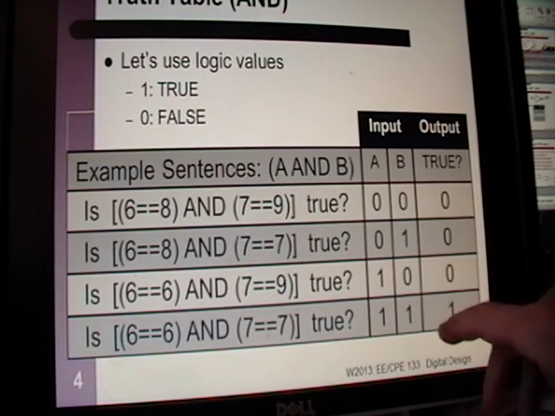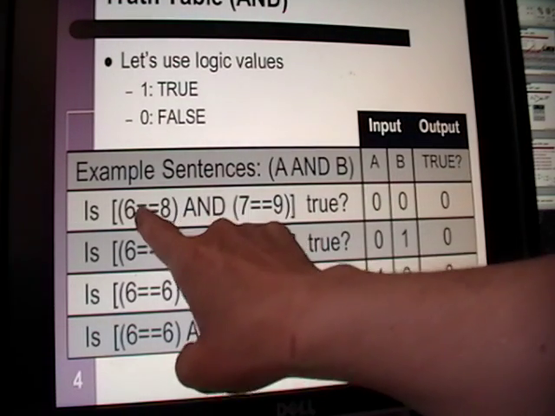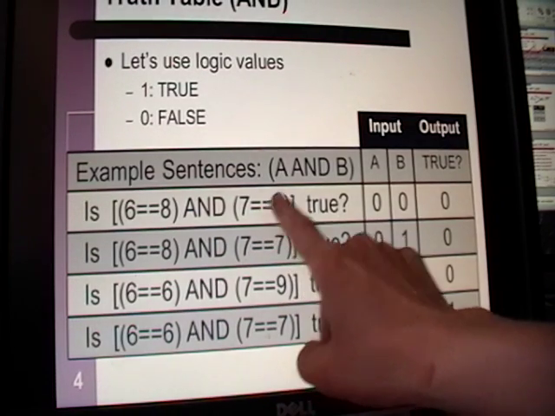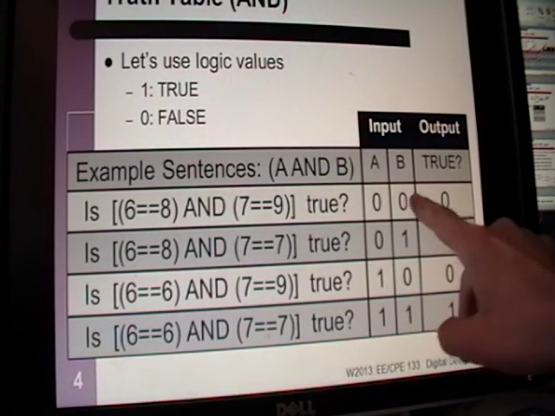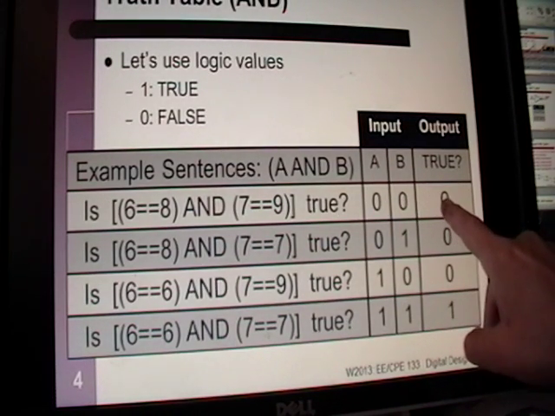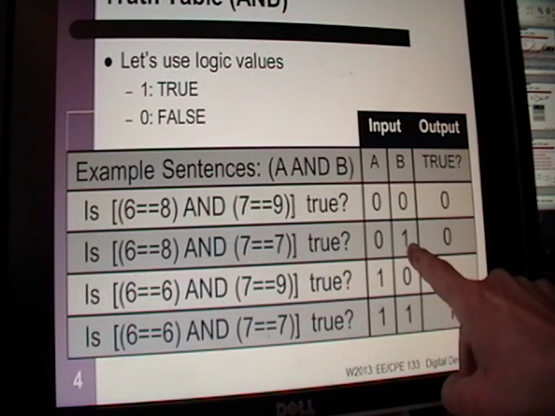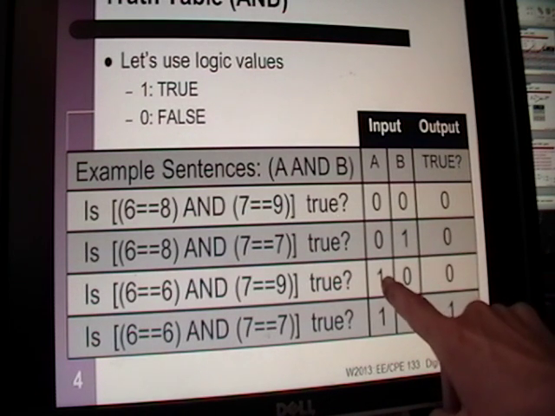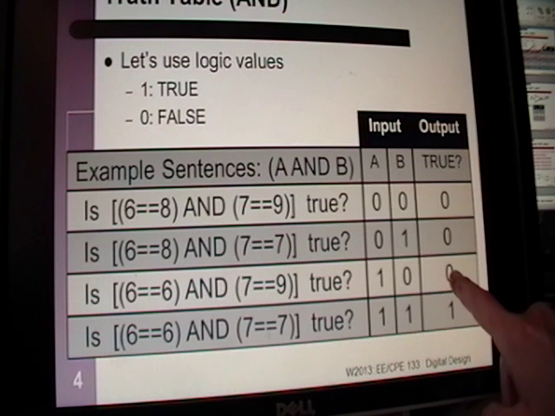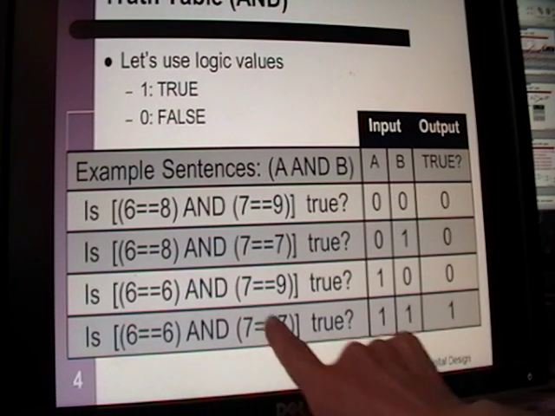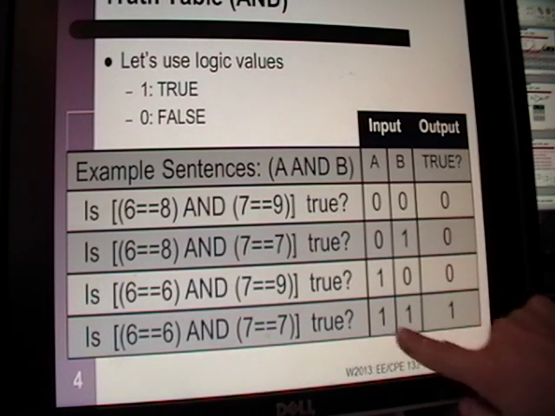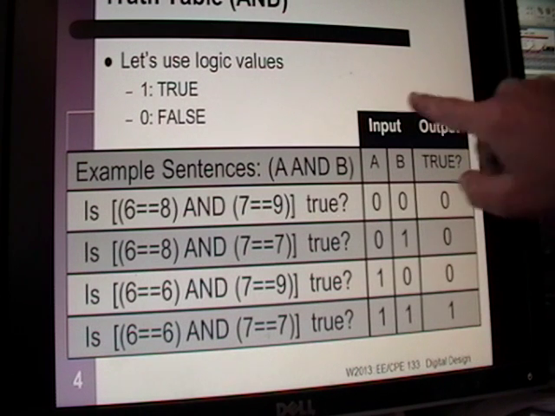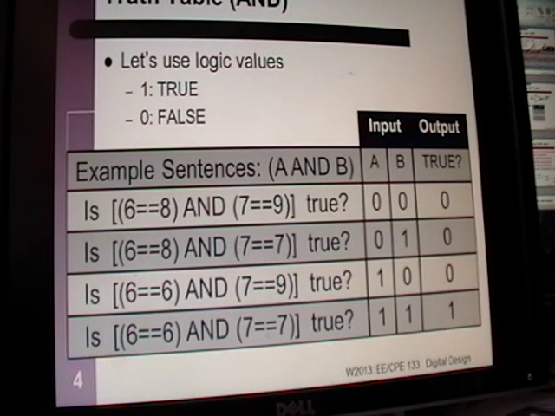Okay, so let's put this into a table. Let's call this A and this B. So if A is false and B is false, then the output is false. If A is false and B is true, then the output is false. A is true, B is false, output is false. If they're both true, the output is 1. This right here, this is a truth table.